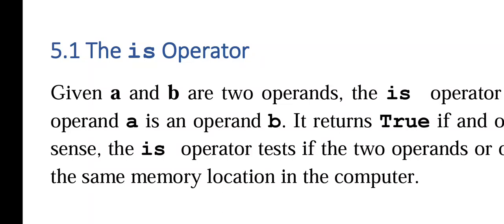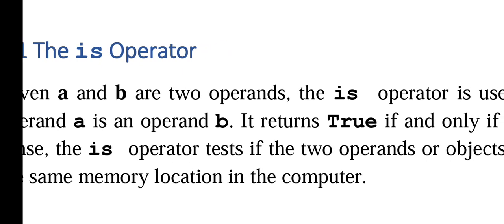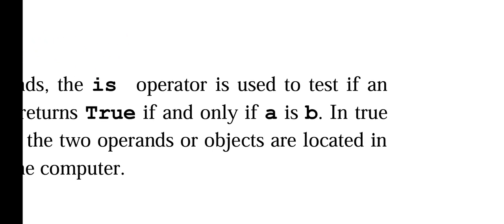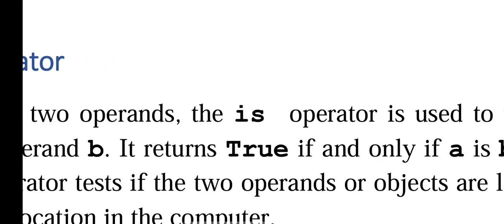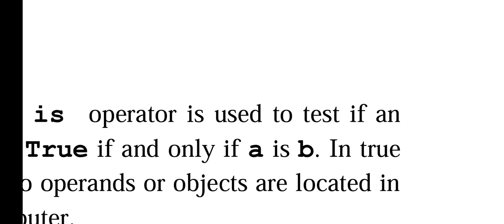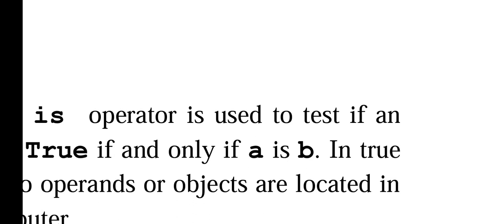The is operator, as an identity operator in the Python programming language, tests for sameness of its operands in memory locations in the computer. Given A and B are two operands, the is operator is used to test if operand A is operand B. It returns true if and only if A is B. That is, if the two operands A and B belong to the same memory location.